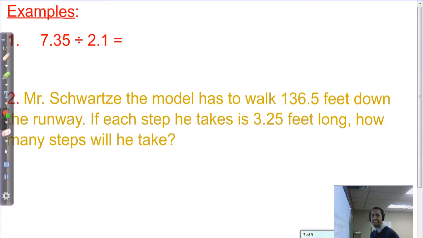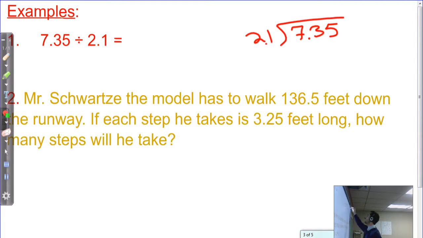The first one I have is 7 and 35/100ths divided by 2 and 1/10. Okay, so let's figure this out. 7 and 35/100ths, that's our dividend. It's the one that's going to be divided by the divisor. So 7 and 35/100ths divided by 2 and 1/10. That's how we need to set this up. I need you to know those terms and know how to set it up.